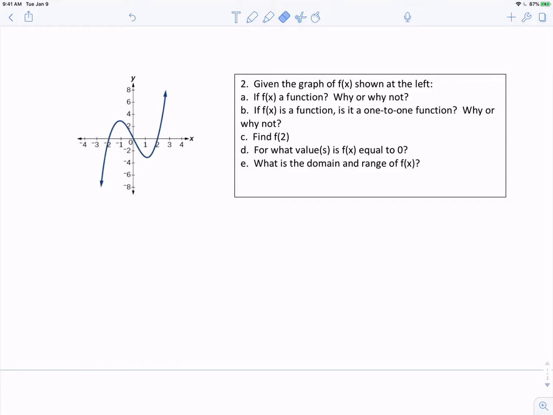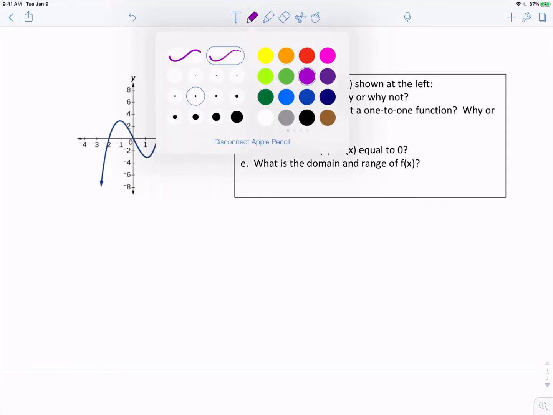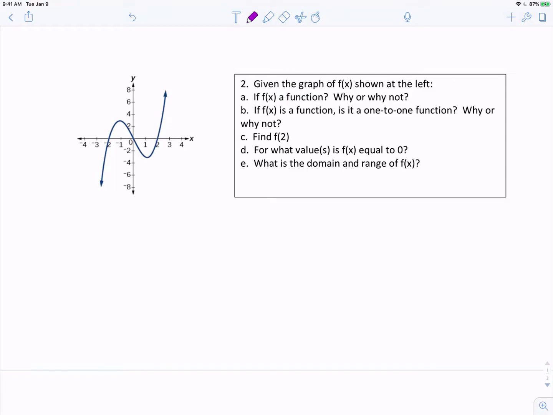Okay, let's take a look at problem 2. Given the graph of f of x shown at the left, is f of x a function, y or y not? So remember, what does it mean for a graph to be a function? We know it's a function if every x value has exactly one y value. And one way you can test that is by using the vertical line test.